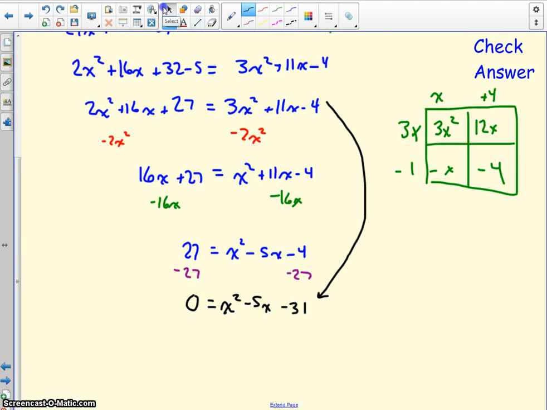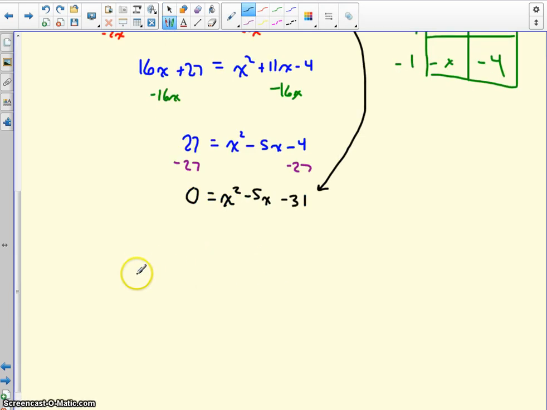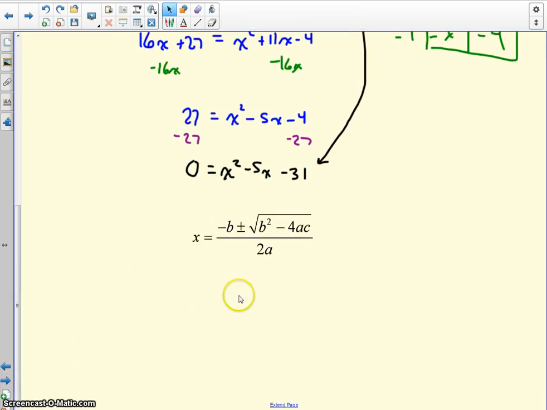Okay, so from here, your options are to factor or use quadratic formula. You can try factoring this. It will not work. So you have to use quadratic formula now. Okay, so here's my quadratic formula. I want you to take a second now and just finish this up. Try and find the x-intercepts, or the x values, using the quadratic formula, and push play when you're ready to see it together.